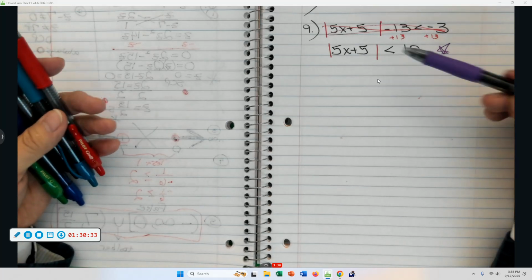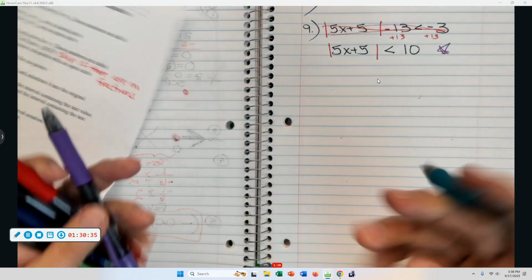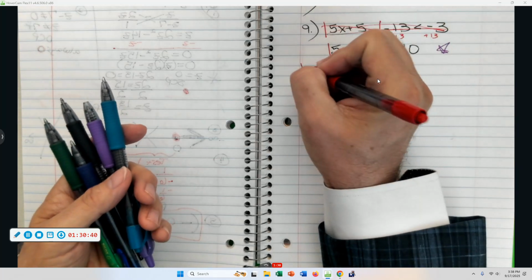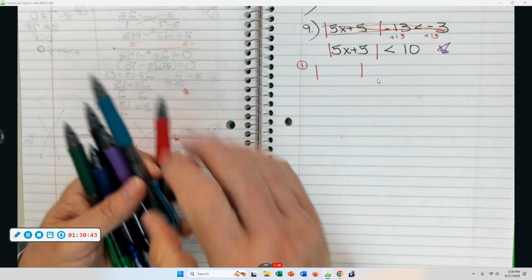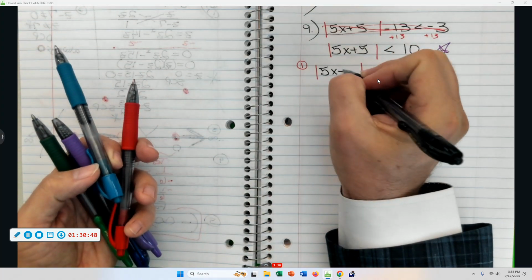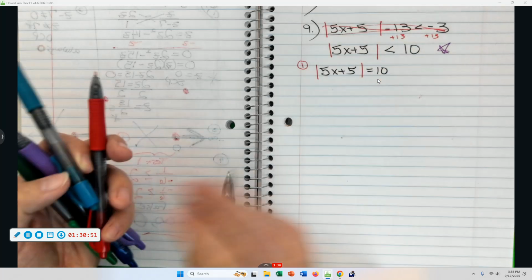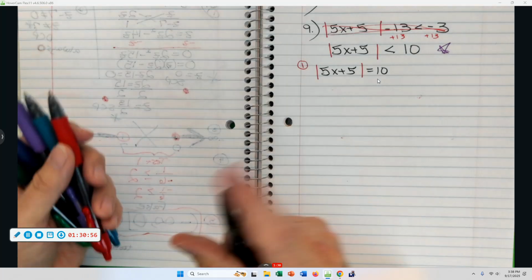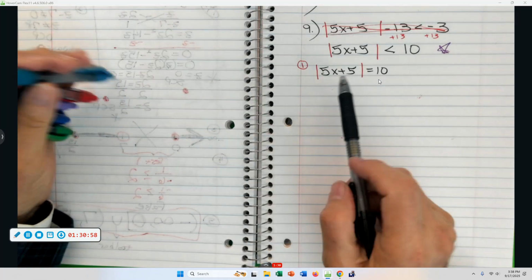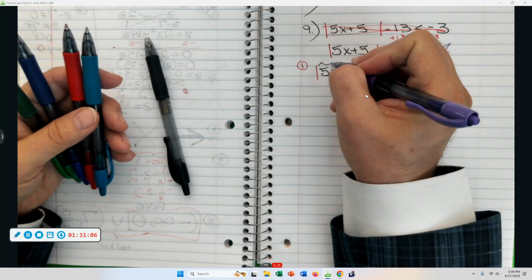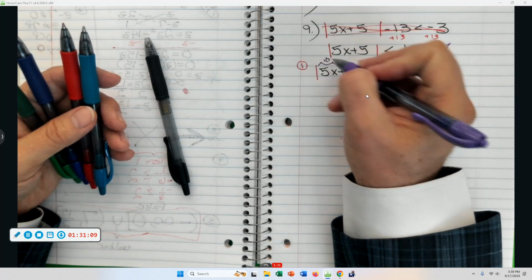First step, replace the inequality with an equal to. So here's step number 1. We have the absolute value of 5x plus 5. Make that equal to 10. You have to remember what we were doing on Monday. How many solutions do we expect to have here? In order for this absolute value to equal 10, the stuff inside here must equal 10 or negative 10.